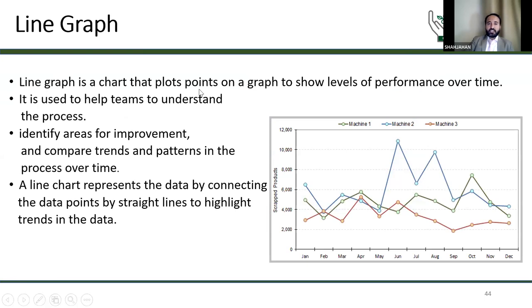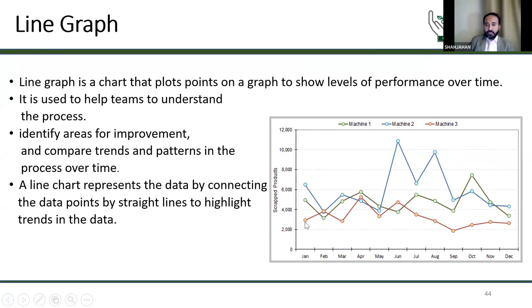A line graph is a chart that plots points on a graph to show the level of performance over time. If you see in this example, there are 3 machines, the data on the y-axis is scrap products, and here are the months. We want to see which machine has more problems, which machine has more scrap products. With this, we will analyze the data.